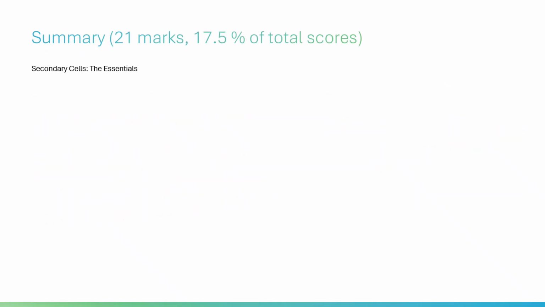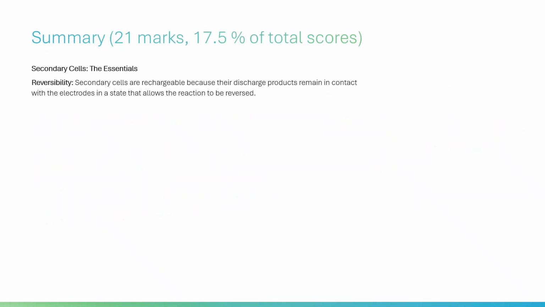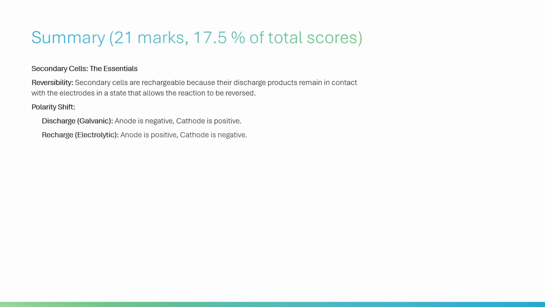Secondary cells, the essentials: reversibility. Secondary cells are rechargeable because their discharge products remain in contact with the electrodes in a state that allows the reaction to be reversed. Polarity shift. Discharge: galvanic anode is negative, cathode is positive. Recharge: electrolytic anode is positive, cathode is negative. Rule: the negative terminal of the charger always connects to the negative electrode of the cell.